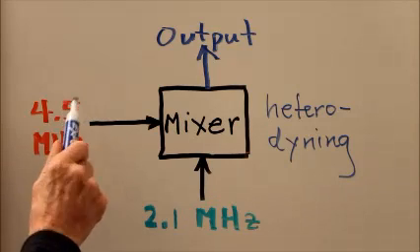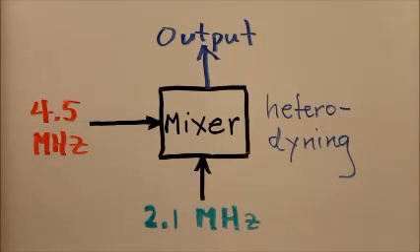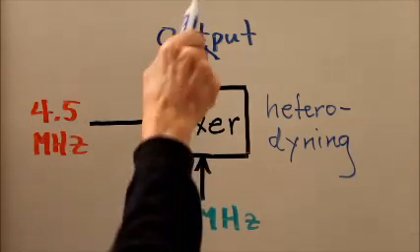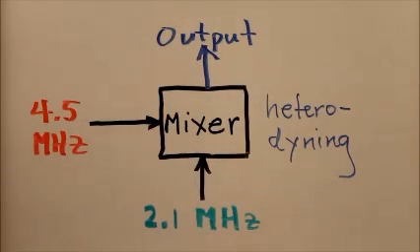Suppose that we combine a 4.5 megahertz signal and a 2.1 megahertz signal in a mixer deliberately designed to produce signal heterodyning. What frequencies will we observe at the output in addition to these two signals here, 4.5 and 2.1 megahertz? Presumably some of these signals will leak through to the output, but what will we observe in addition?